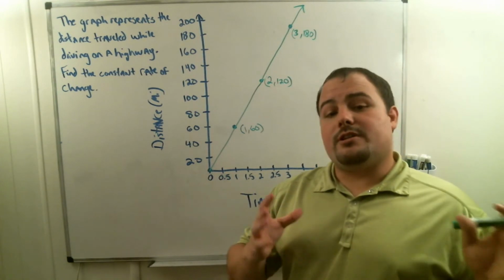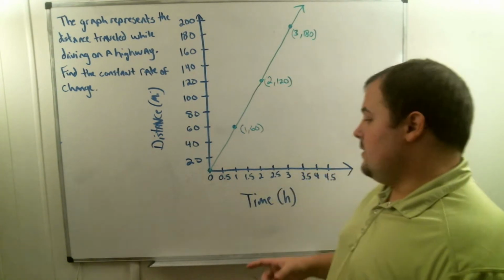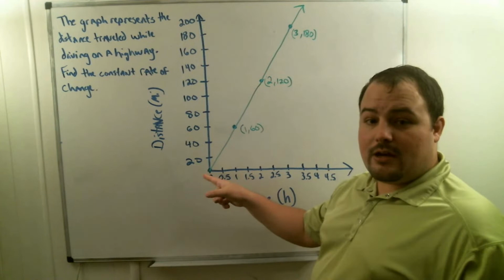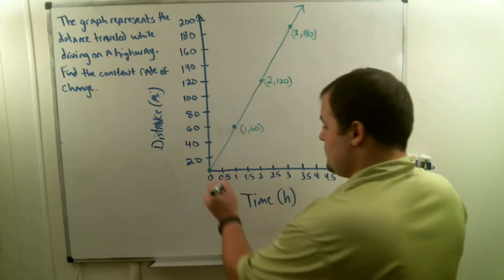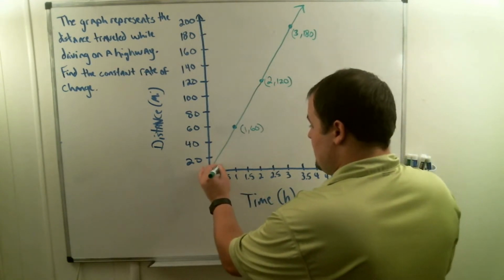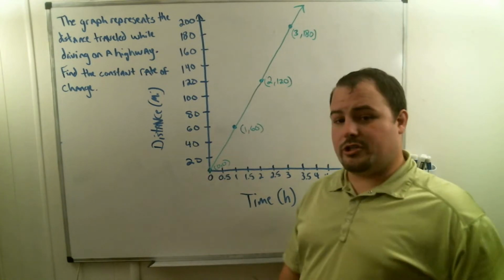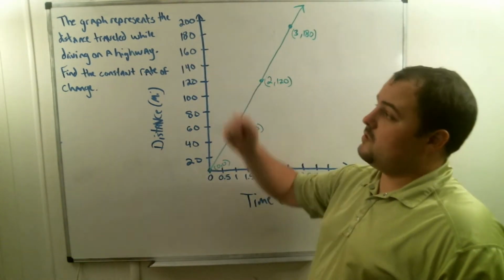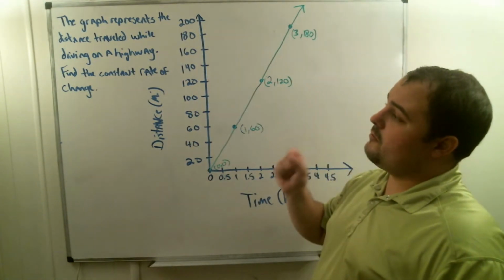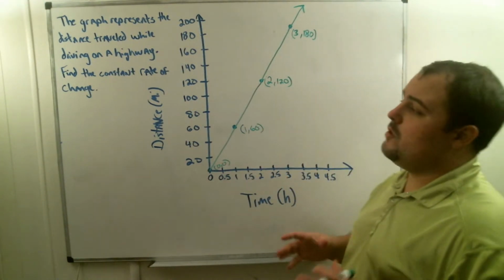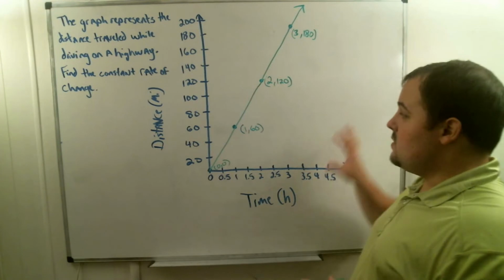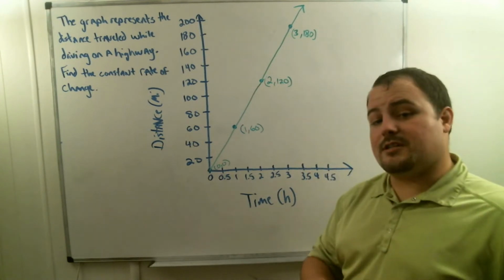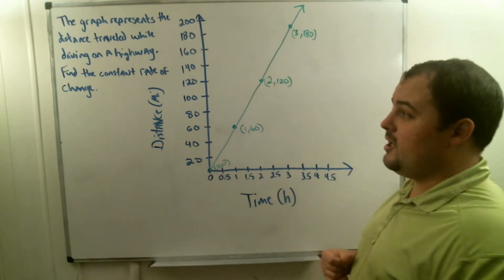So what I did was I graphed this information. I said, okay, well, we're going to start down here at 0, 0. So this point right here is 0, 0, which is our origin. We need to know what it means. So we're going to read the question. It says the graph represents the distance traveled while driving on a highway. So this graph right here represents how far you go when driving on a highway.